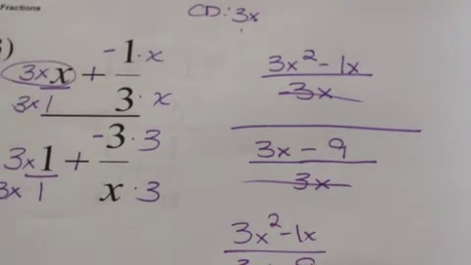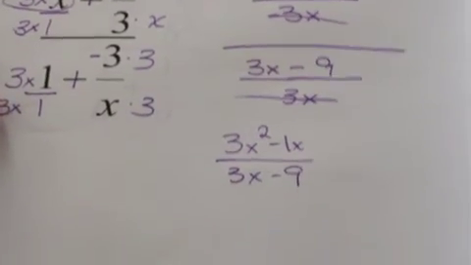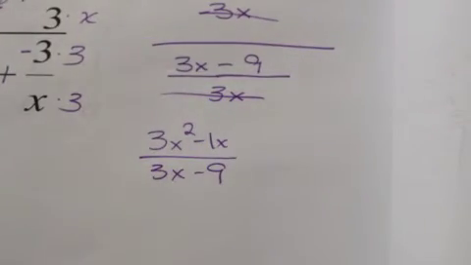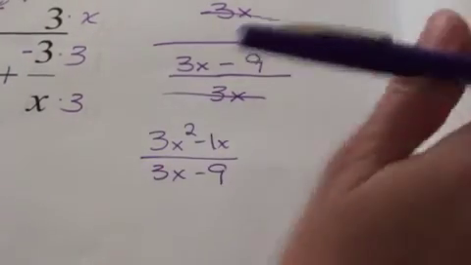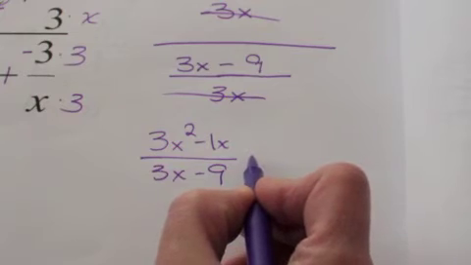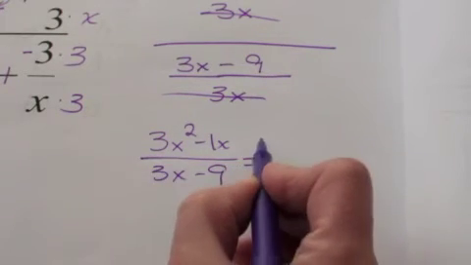We have to factor each now. This is our simple fraction that we need to reduce. So, factor out the GCF.